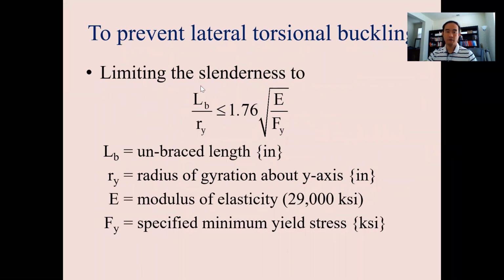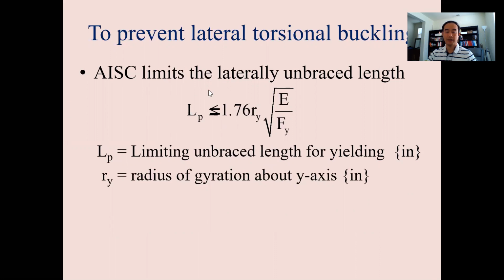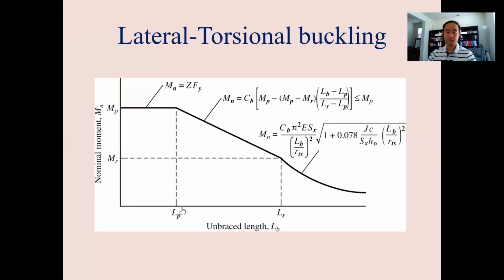So here we have to prevent the lateral torsional buckling, which means we can maximize and utilize the full capacity of the beam, and we have to satisfy this equation. This means the maximum value of the unsupported or unbraced length, L sub B, within that range will be equal to 1.76 times r sub y times this, which is this. And we call that corresponding L sub B as L sub P, which is a limiting unbraced length for yielding. And that value is from this slide here.